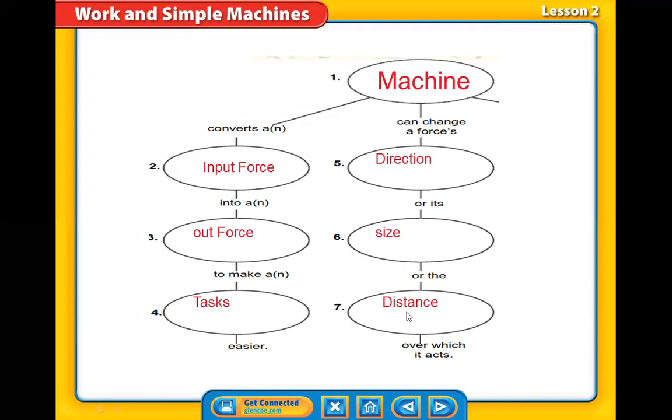Let's remember together: the input force is the force that you apply on the machine. The output force is the force that is applied by the machine. The input work equals the input force multiplied by the input distance. The output work equals the output force multiplied by the output distance, and they equal each other.